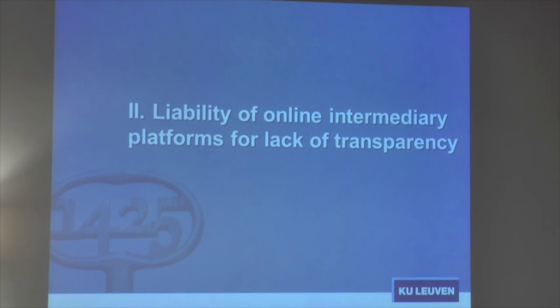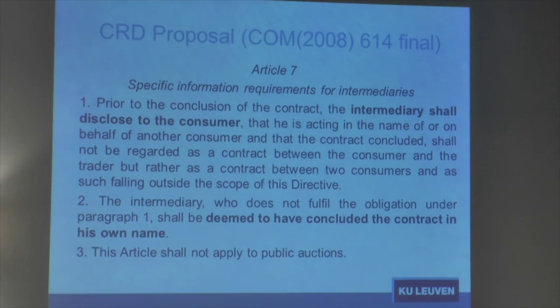To take the example of the Consumer Rights Directive, we could ask the question, do these platforms themselves have to provide some information to consumers? If we look at the Consumer Rights Directive, there is no specific article on intermediaries. And this was different in the original proposal for the Consumer Rights Directive. There was an Article 7 in that proposal.